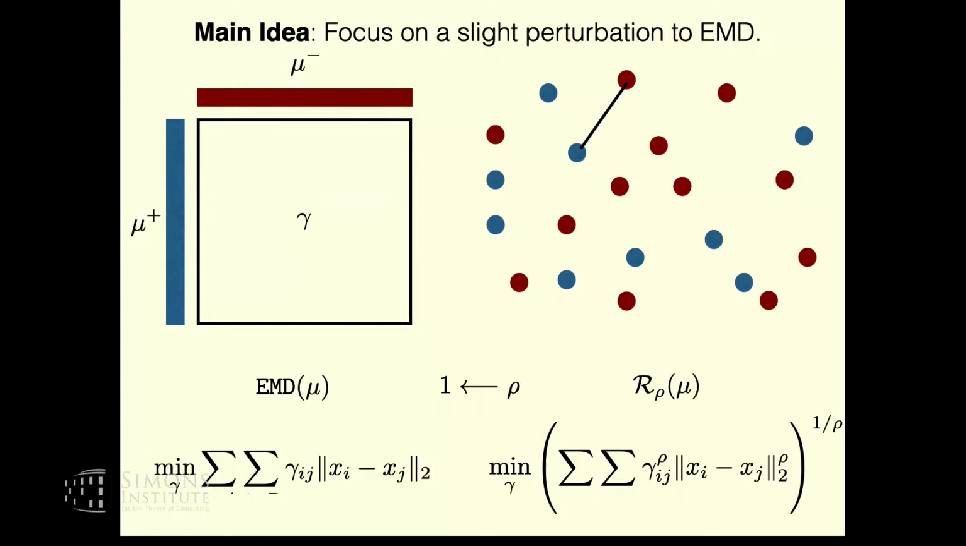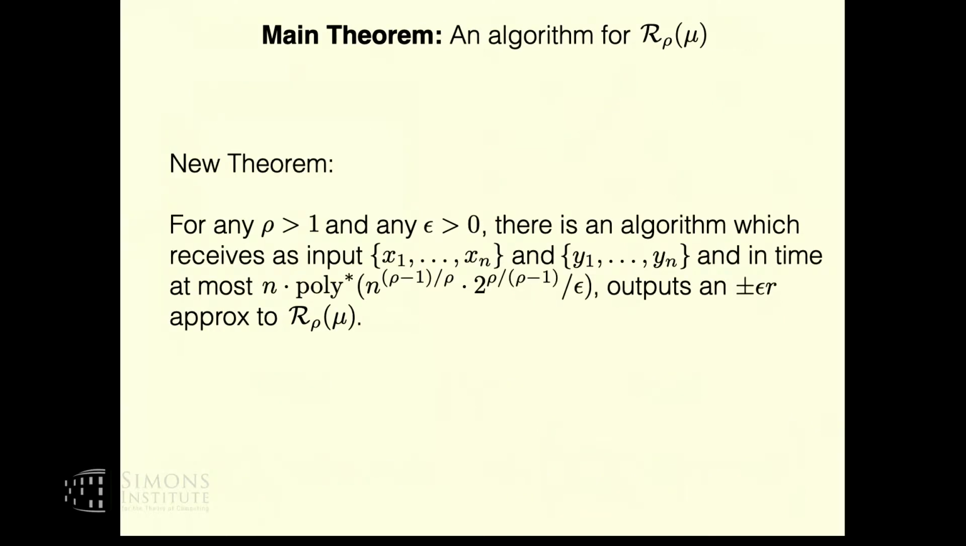Okay. So let me tell you just the main theorem, which is just an algorithm for this new objective function, this new relaxation. The theorem says that for any rho bigger than 1, and any epsilon, there's an algorithm which receives as input these two sets of points. And in time, which, this expression is a little bit complicated to parse, but there's n, so that's our linear time. And the overhead is going to be a small polynomial of rho, for which as rho goes to 1, this gets arbitrarily close to 0.